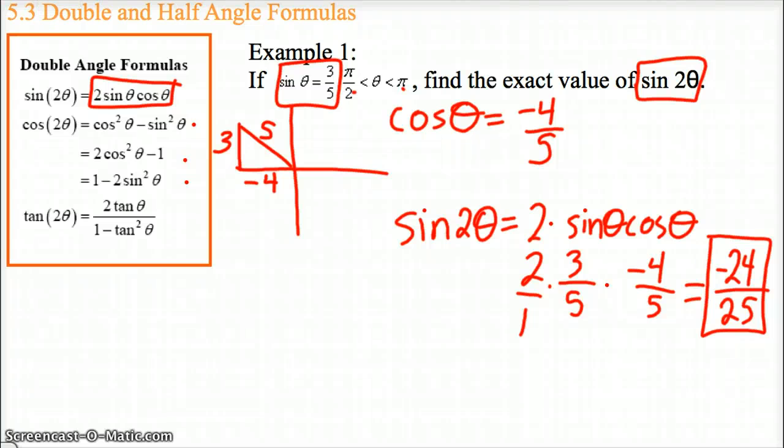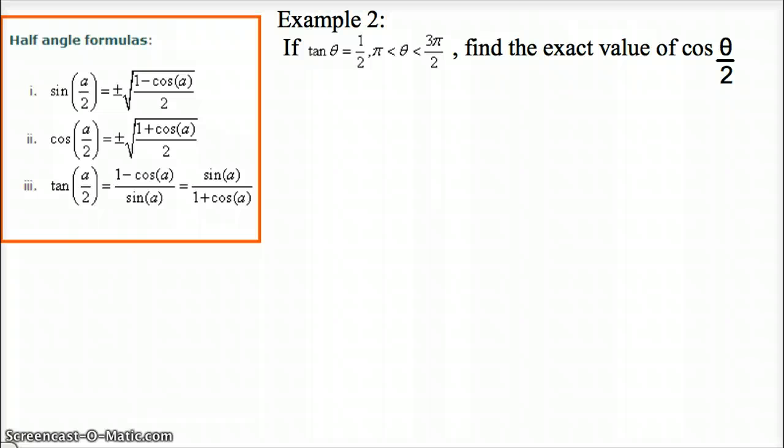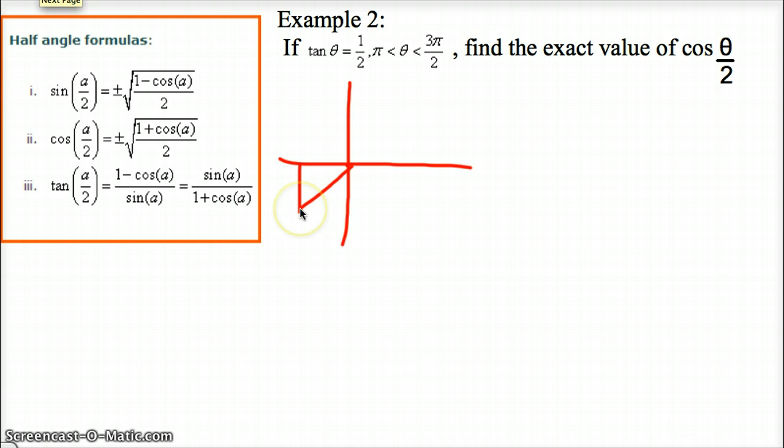Now let's take a look at how to use the half angle formula. So this is the opposite. Once again, we're given an angle, and now we want information about half of that angle. So we're trying to find the value of cosine of theta over 2. So we start with drawing a picture again so we can visualize our angle. It's going to be in the third quadrant, and it's going to have a tangent of 1/2. So the rise is 1 and the run is 2, but they're both negative because they're in quadrant 3.